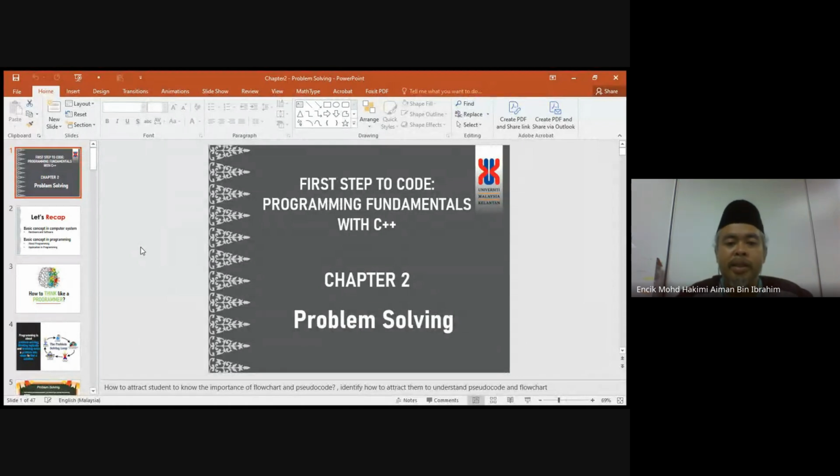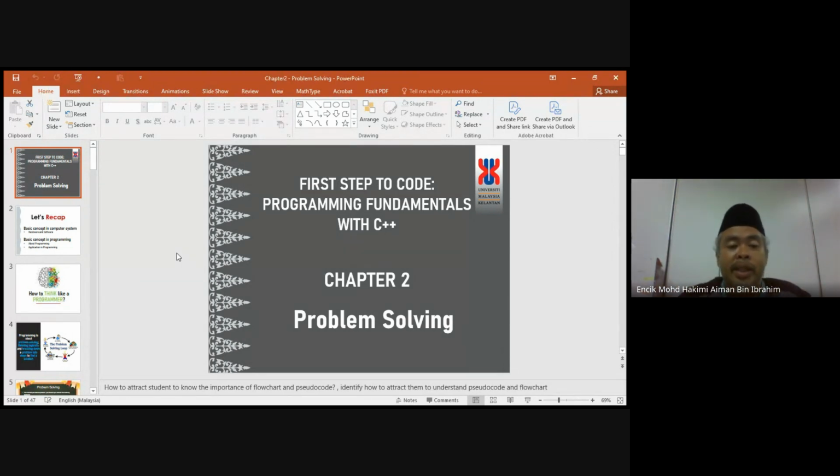So for this one, we discuss problem solving. From chapter one, among the concepts that we will apply here is input, process, output. So input given by the user, process we need to come up with the solution, the code, so that the output we're able to display to the user. That one we call problem solving, how we want to solve the problem based on the input given by the user.